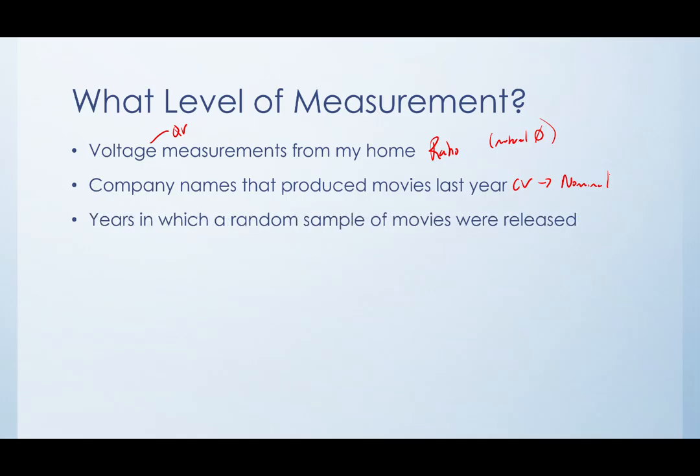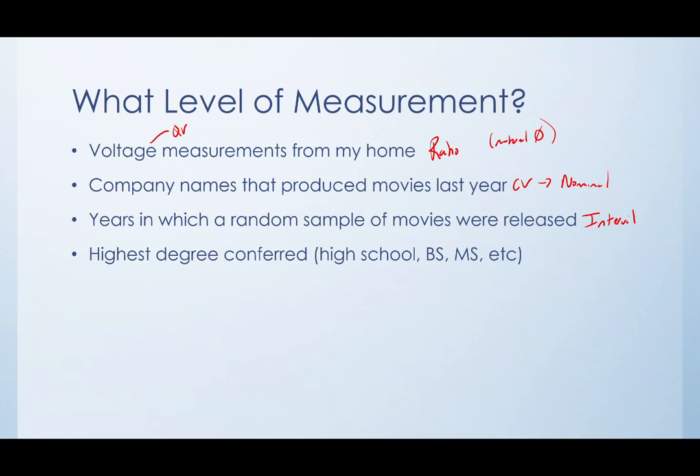Years in which a random sample of movies were released. Now here, we're going to have to say interval, right? Because it is kind of quantitative data, but it does not have a natural zero. Year 0 was kind of arbitrary, right? Because time, it's not like time started in year 0. It started before that. So this one is going to be interval.